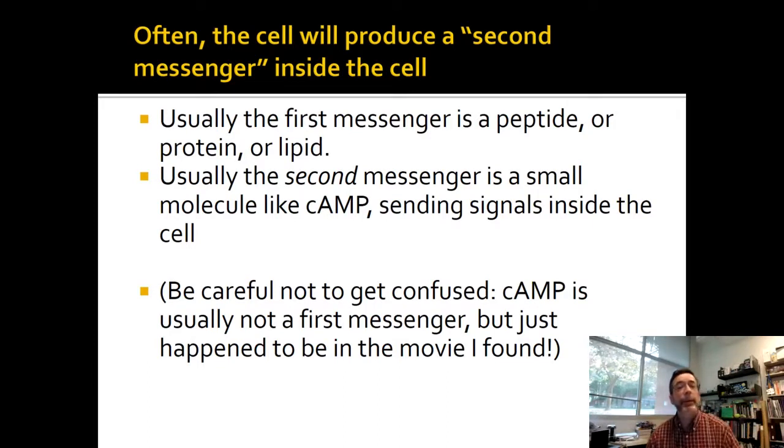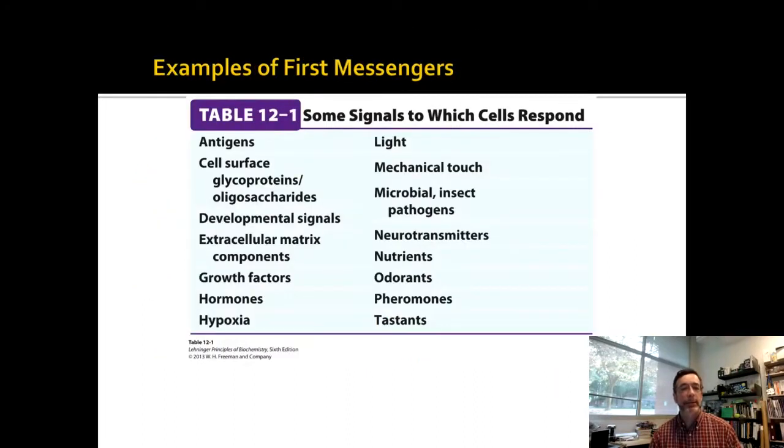So that's one thing not to be confused about. cAMP is most commonly a second messenger. In the case I showed you, it was a first messenger for the slime mold. And in evolution, probably it was changed at some point. But the main thing is us humans use cAMP as a second messenger inside the cell to produce signals.